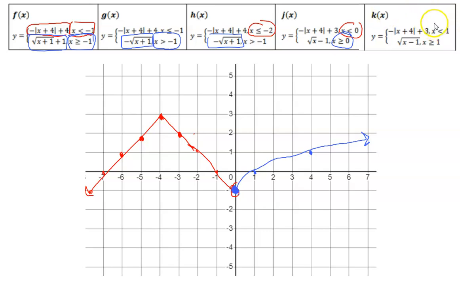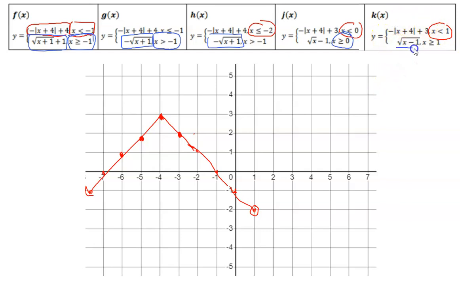And then k of x is going to have the same absolute value function that we just drew, but this time we want the x's that are strictly less than 1. So we're going to need to extend this absolute value out just a little further till we get to 1. There we go. And it's x's that are strictly less than 1, so that's going to be an open circle endpoint. Okay, then our absolute value function is done.